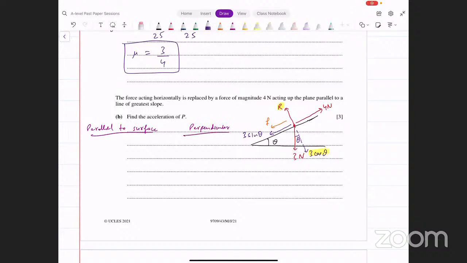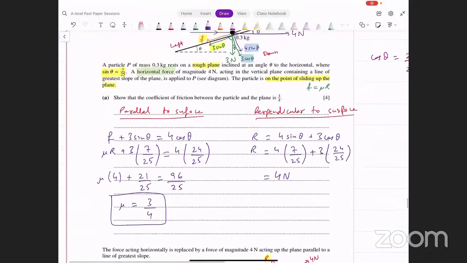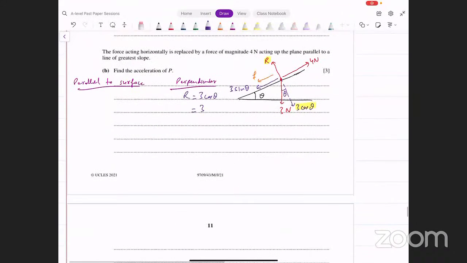R की value क्या हो जाएगी? R is going to be 3 cos theta directly. ठीक है? हमने पहले भी यहाँ पे find किया था. R is 3 into 24 over 25 and that's going to give us 72 over 25 which is 2.88. R की value आ गई 2.88 Newton.